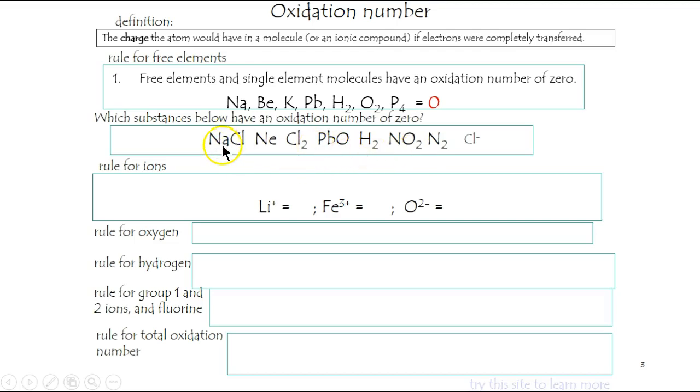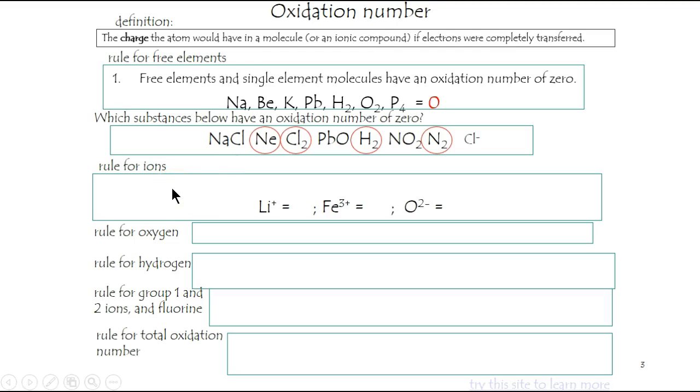No, no, yes, yes, no, no, yes, no, no, yes, no. So it should be neon, chlorine, hydrogen, and nitrogen.